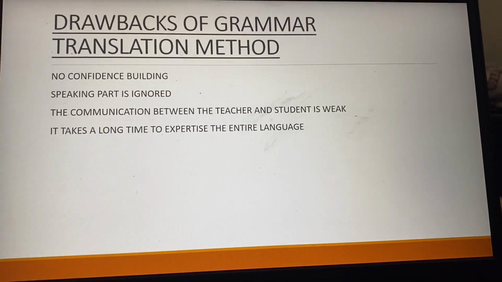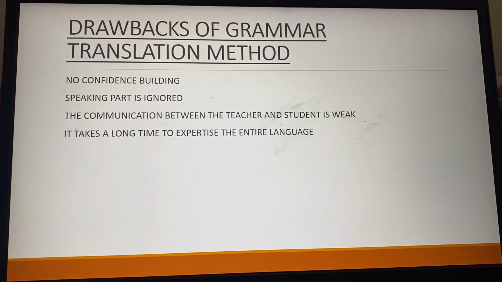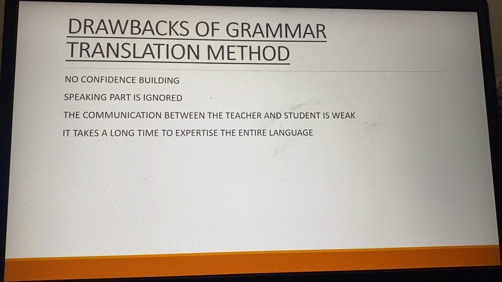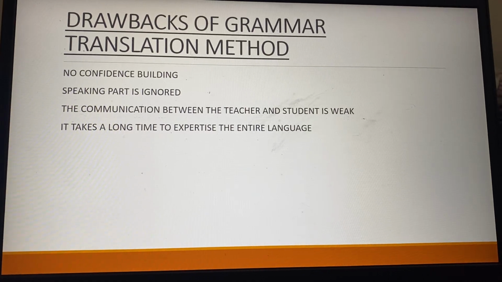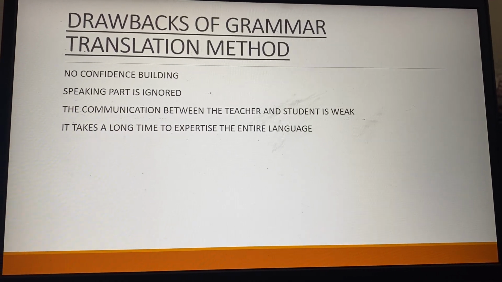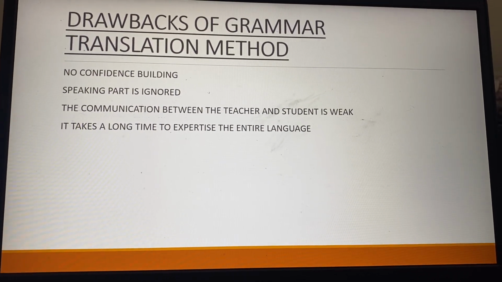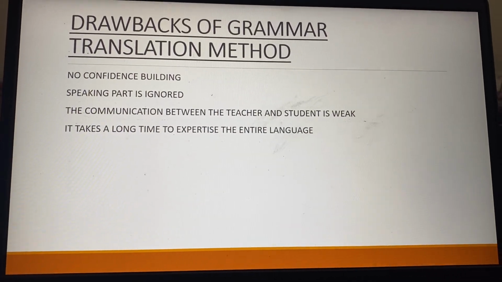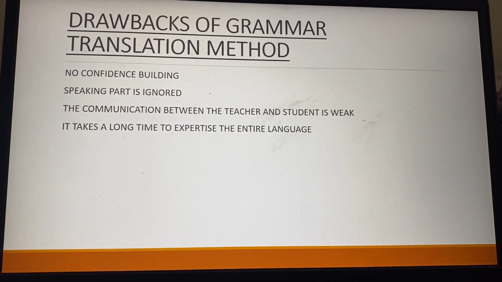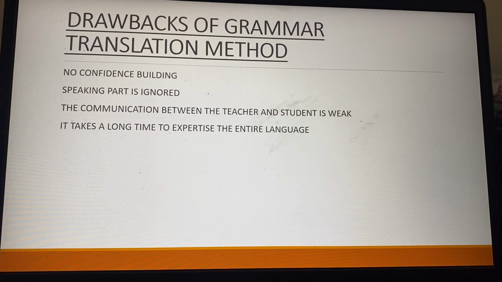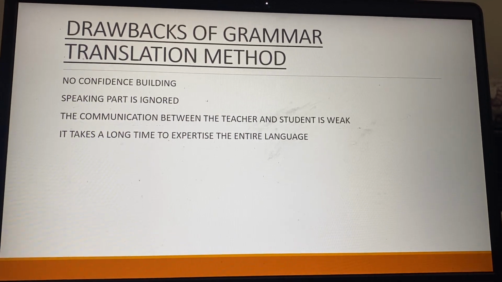Of course, the drawbacks are that the speaking module is totally ignored and there is no communication, and this process is quite long. It might be advantageous for the teacher, but for a student I do not agree. A person who wants to learn English, for instance, might take many days, many months to a year to learn a language, which is, I think, not justified in this modern competitive world when people have less time already.